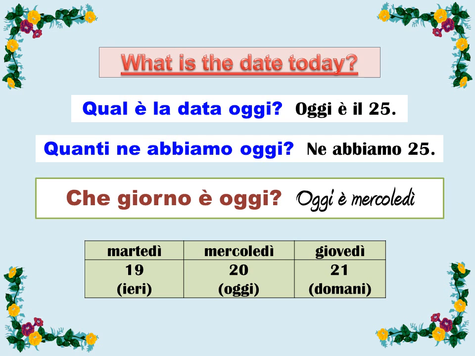If someone asks, che giorno è oggi? What day is it today? As in English, the questioner usually just wants to know the day of the week. You will respond with oggi è and give the day of the week. For example, oggi è mercoledì. You have already surmised that the Italian word for today is oggi. Yesterday is ieri, and tomorrow is domani.